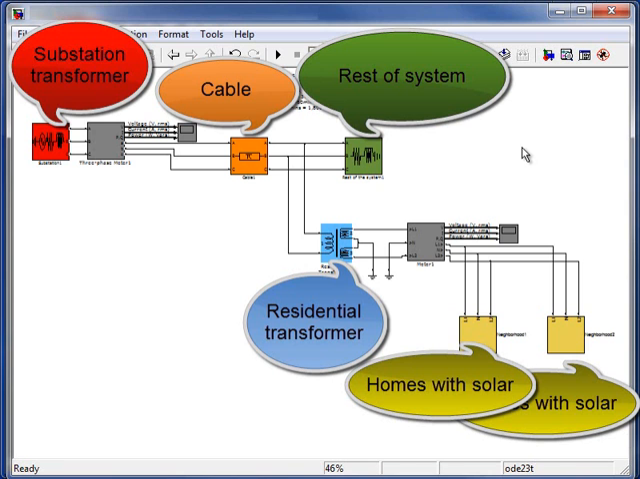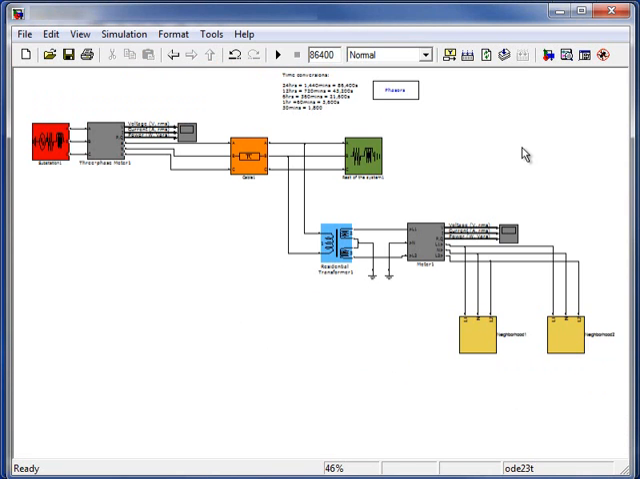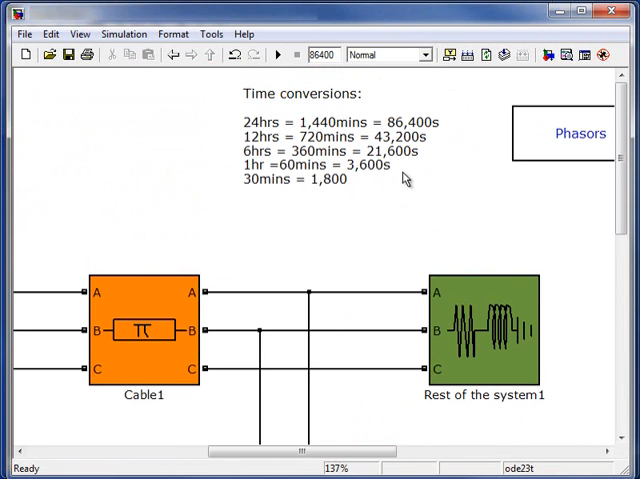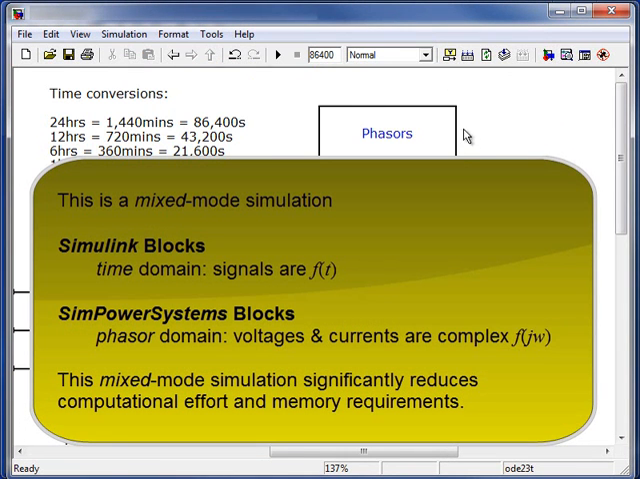This is a simple Simulink model that can be used to simulate a few homes at Miller. The first thing that should be noticed is that the simulation time must be entered in units of seconds. Therefore, to simulate 24 hours, one must enter 86,400 seconds.